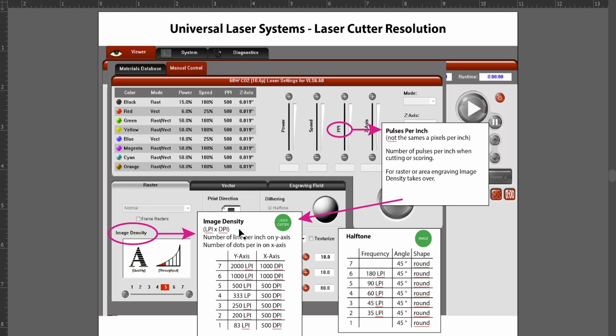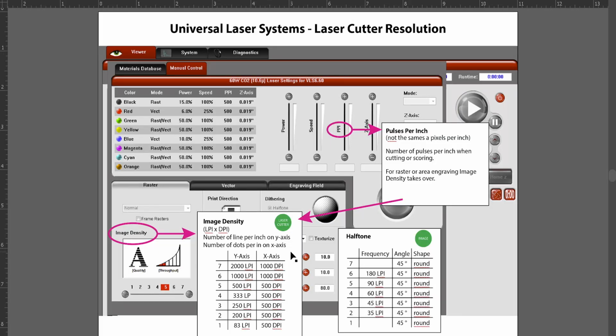And to be wonderfully confusing, Universal talks about it in terms of lines per inch by dots per inch. So lines per inch are the number of lines on the y-axis. That's how many times the laser is going back and forth as it's engraving. Dots per inch refers to how many dots the laser is putting down in an inch if it was creating a solid black line.